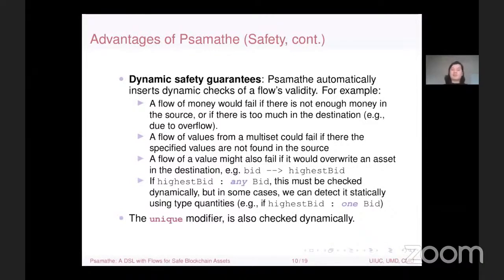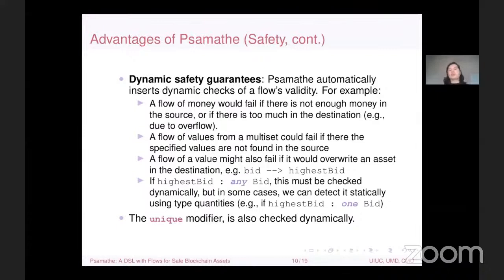Or a flow of values from a multi-set might fail if the specified values are not found in the source. For example, if we have a multi-set A and we select values X, Y, and Z, if X, Y, and Z are not all in A, then that flow will fail. And a flow of value might also fail if it would overwrite an asset in the destination.